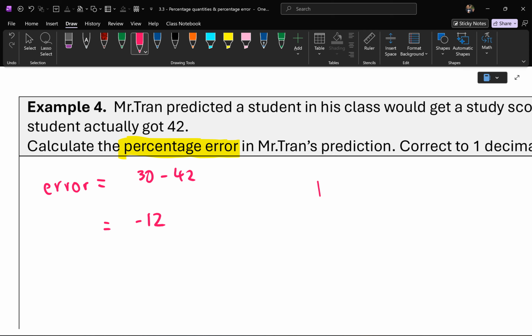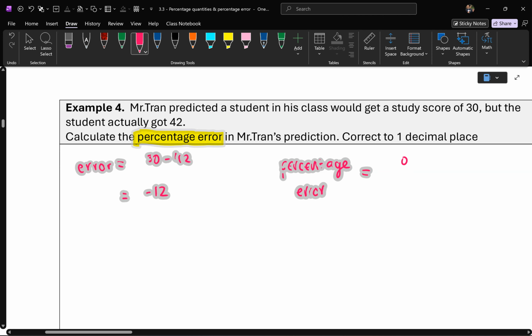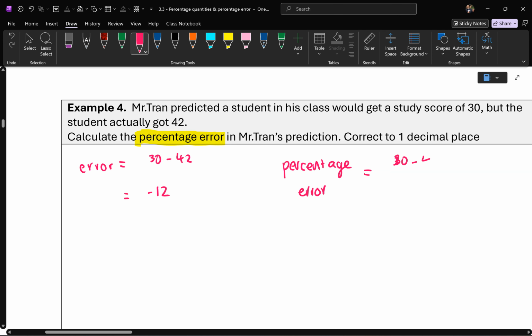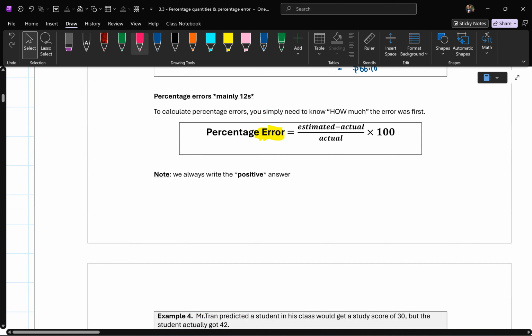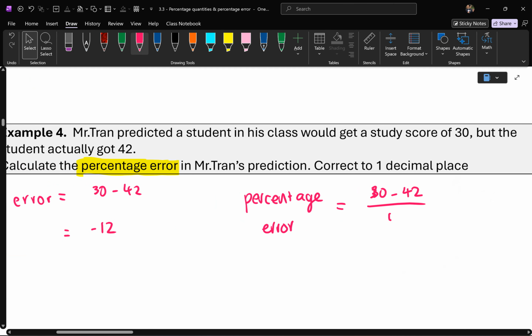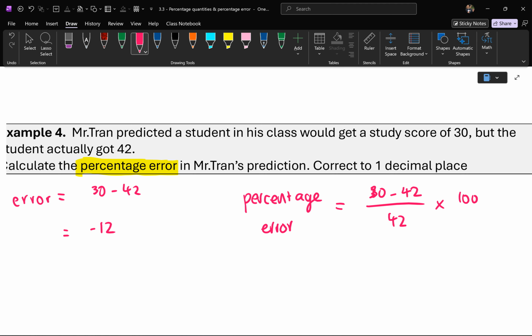Now we want to find percentage error. The formula I just gave to you: percentage error is equal to estimated, which is 30, minus what you actually got, over actual, so you actually got 42, times 100. So out of 42, I was 12 off. Yeah, so here, your answer will look like this: 12 under, divided by 42, times 100.